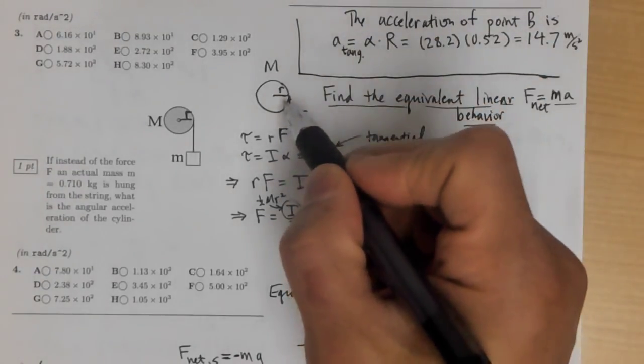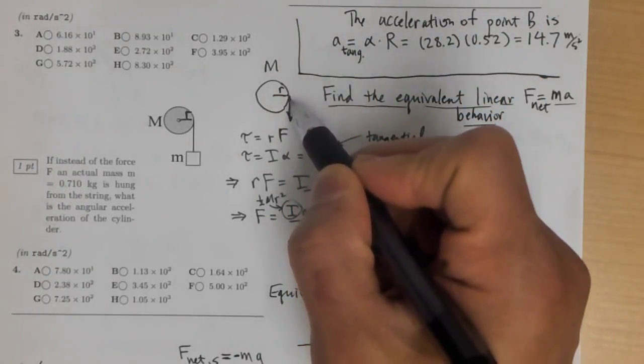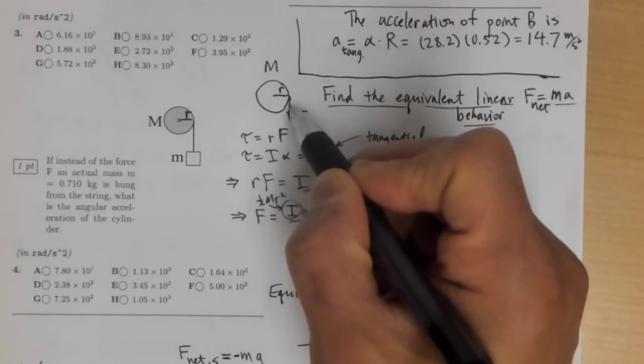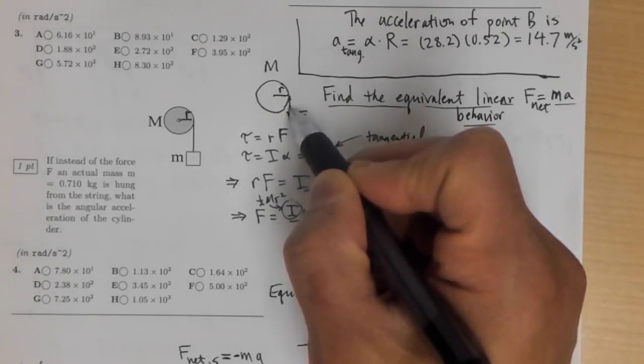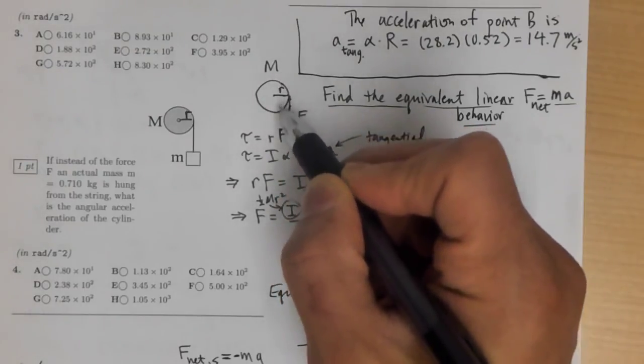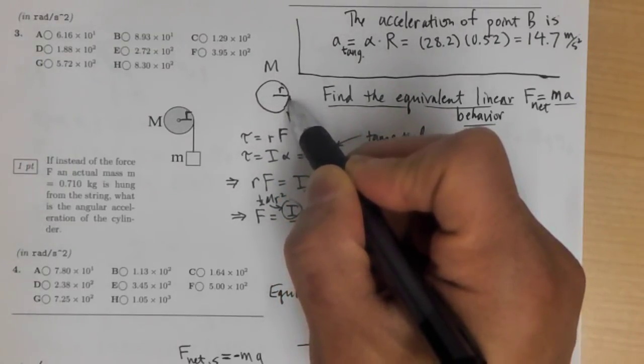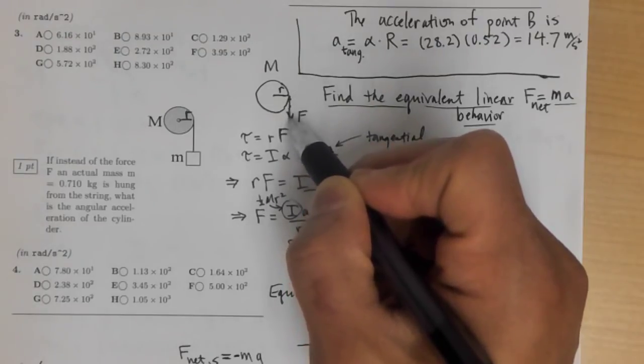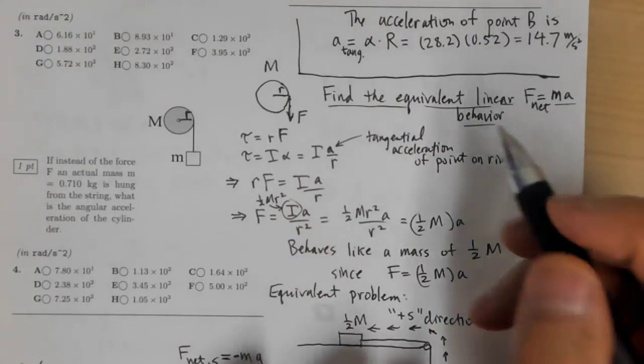The reason I don't care about the centripetal acceleration is I'm actually interested in what is the acceleration of a point in the straight part of the string, not what's going on around the rim. I'm interested in what's going on in the straight part here, and that's only going to be the tangential acceleration.